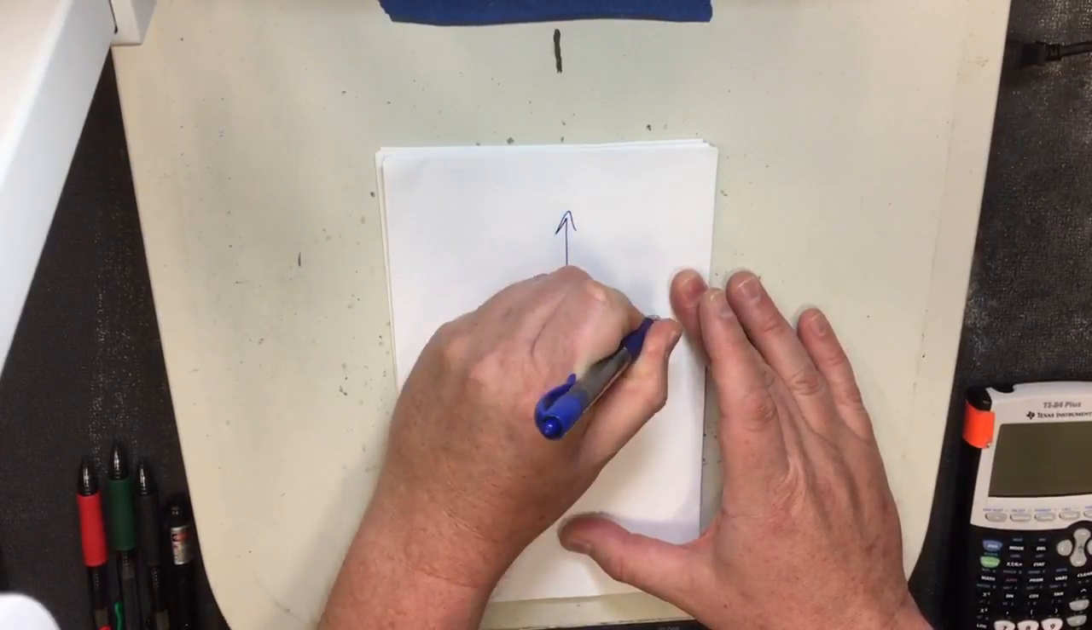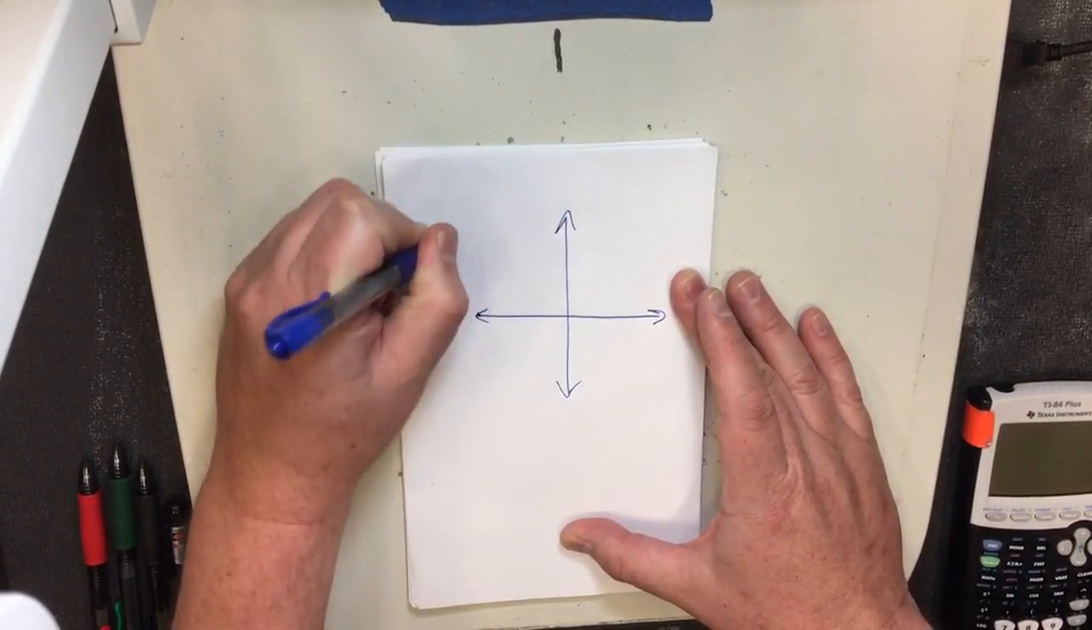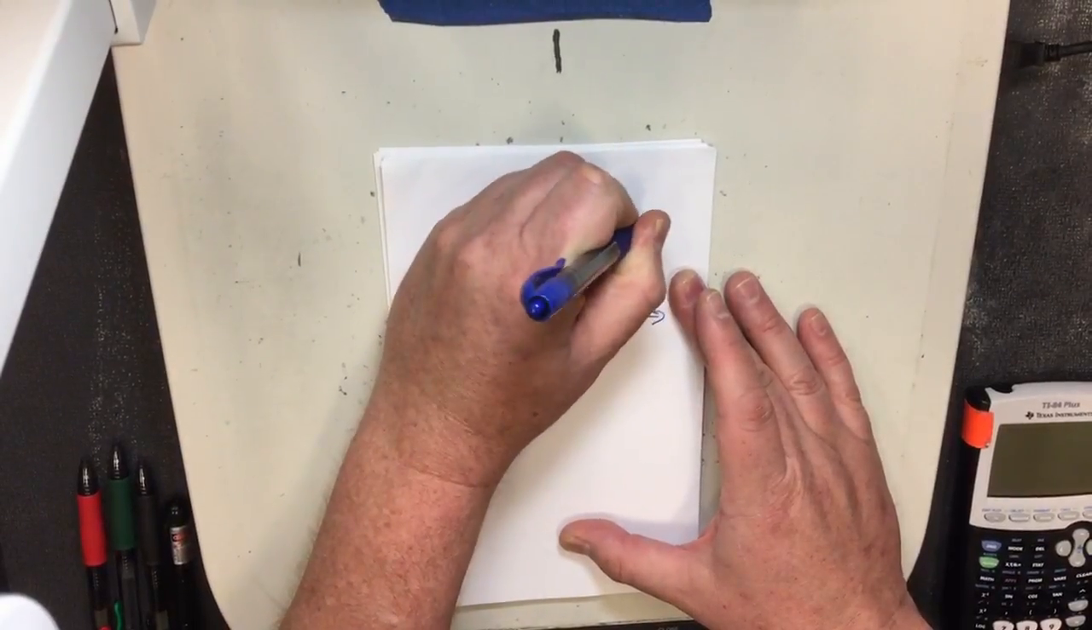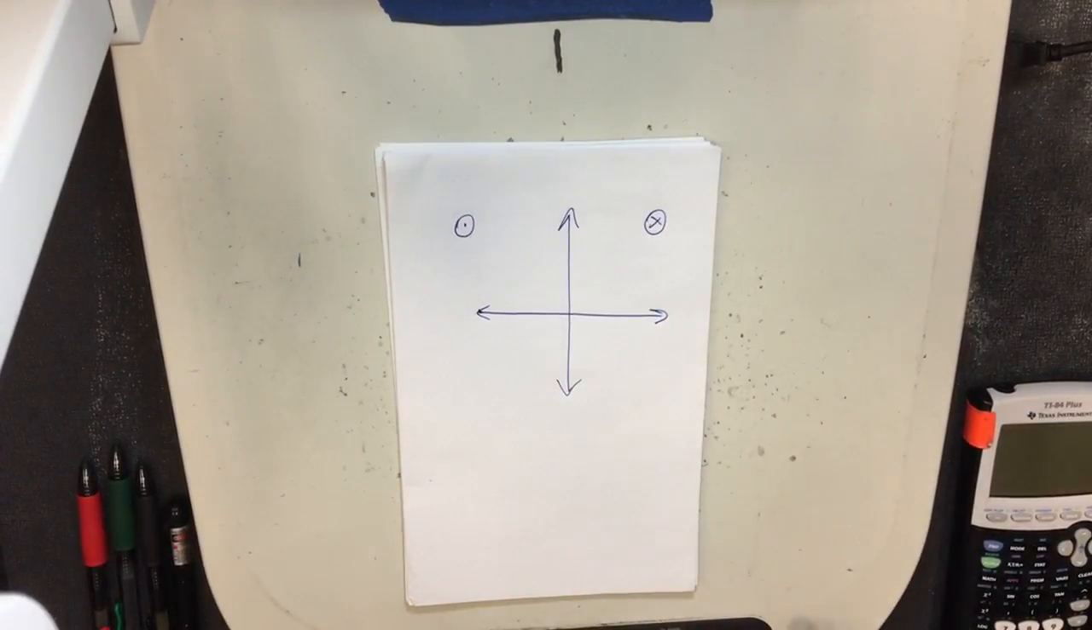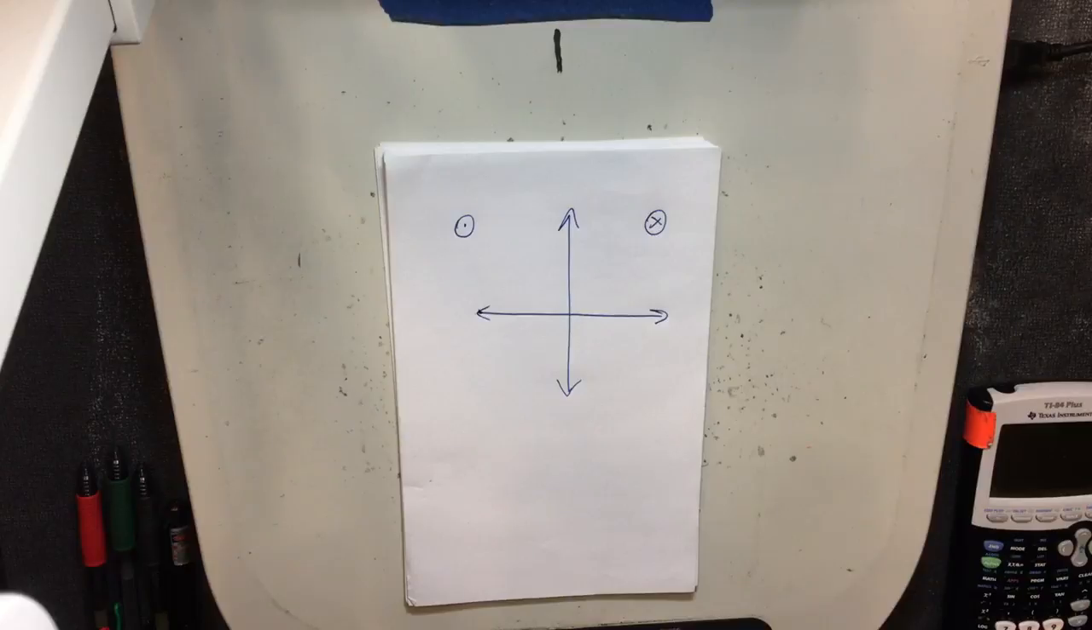It looks like this. Now, the first thing that we need to talk about are the arrows. The arrows are just pointing in general directions. Don't think of them as up, down, left, right, forward, or back.